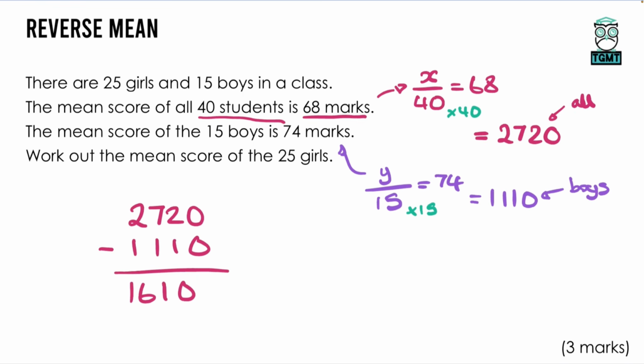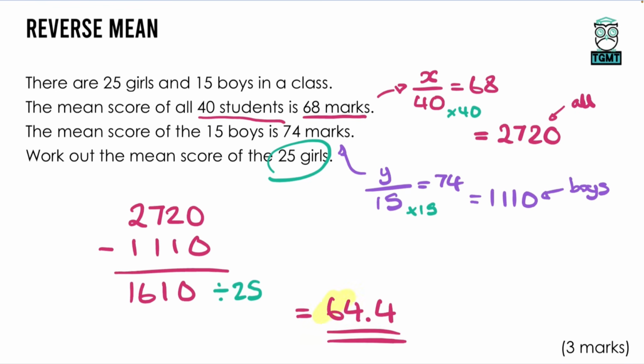1,610. And it even tells us in the last line here, there are 25 girls. So I want to divide that by 25. I'm going to do that on the calculator, and it will give me their mean, which does come out as a decimal, which is 64.4, and that is the mean score for the girls. So there we go, that was a reverse mean, also sometimes called a combined mean, where we're looking at different means that are given to us in one question.